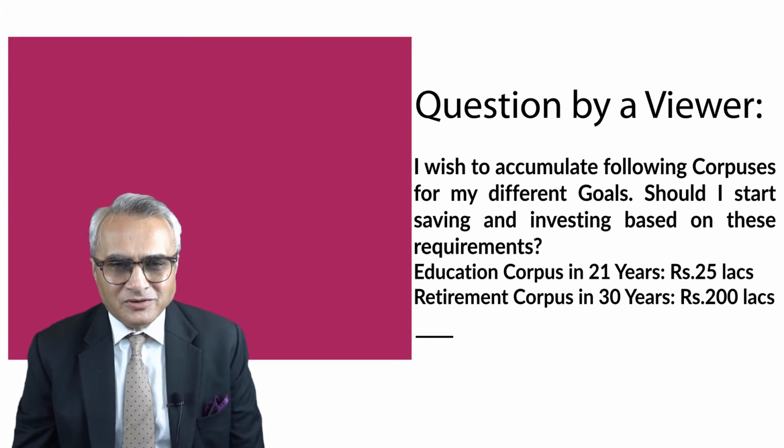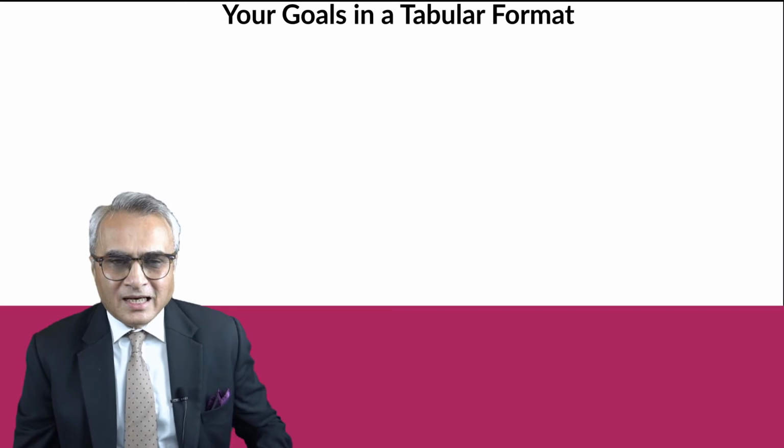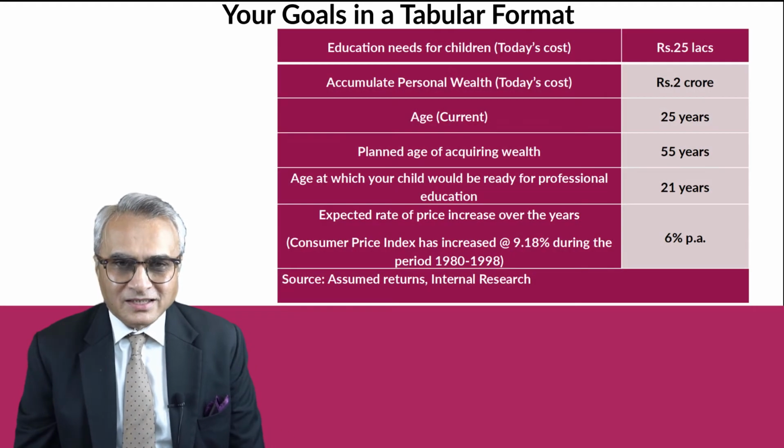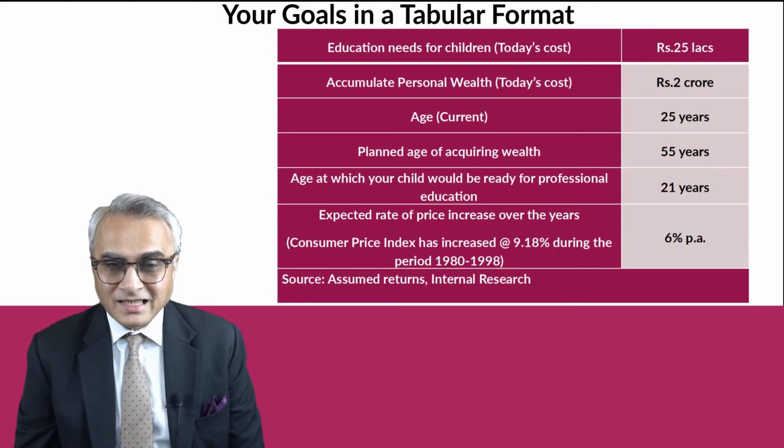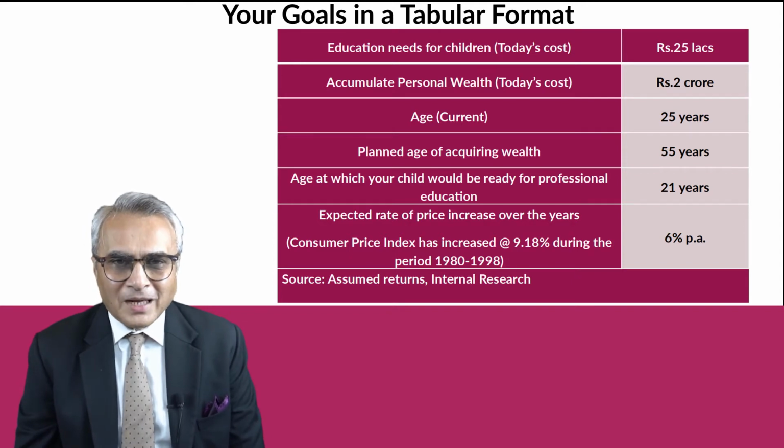Let me explain to you what this query is in a tabular format. Education need for the investor at today's cost is 25 lakhs. He has assumed that accumulation of wealth for retirement is 200 lakhs, which is 2 crores. His current age is 25 years. Planned age of acquiring the retirement corpus is 55 years. In 21 years, he needs that 25 lakh rupees for the education of his kids, assuming 6% inflation.